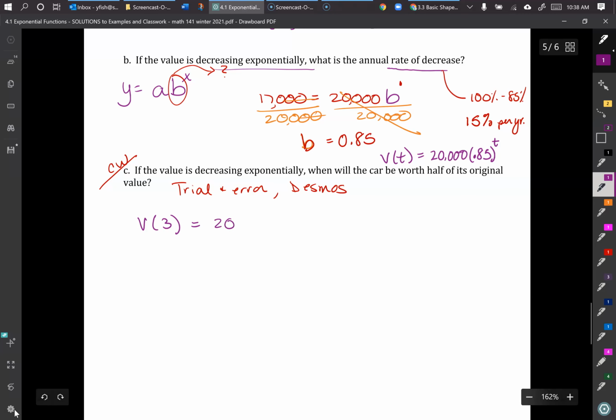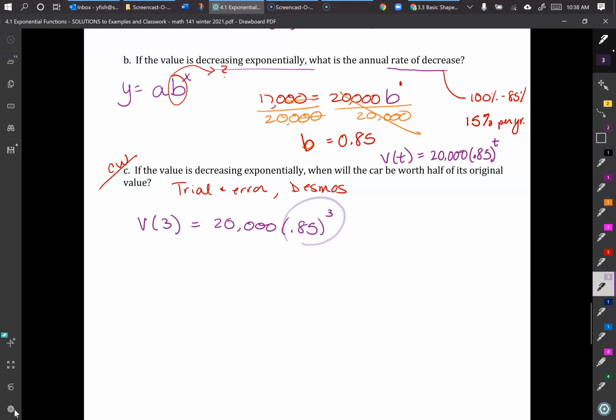So we would have 20,000 times 0.85 to the third power. Remember to do your exponents first. So just crunch those numbers and try that one, and then maybe try V of 4 and V of 5, and just kind of see what you get, and I'll meet you back here so you can pause and work that out, and then I'll pop my answers up as well.